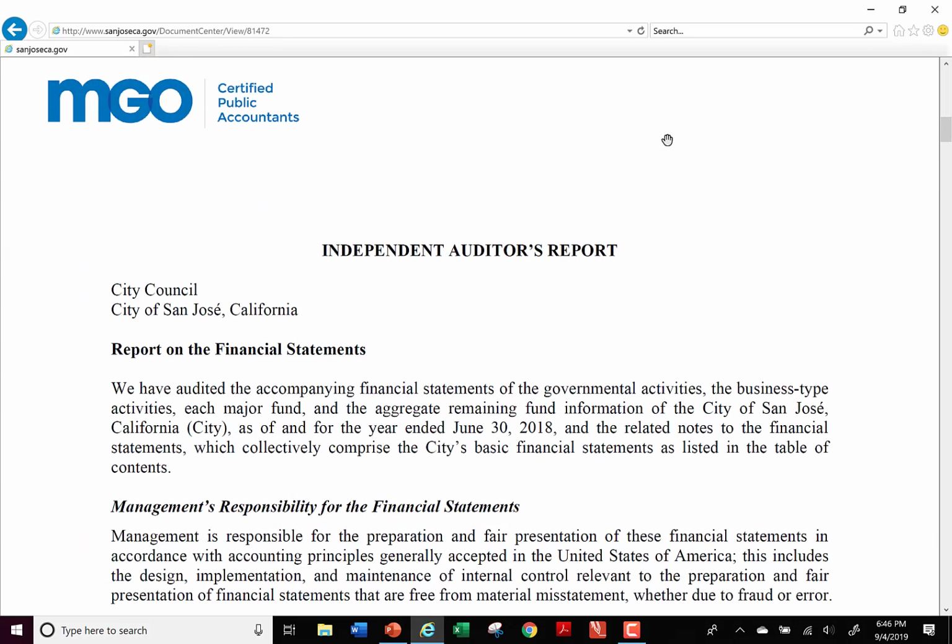Now, MGO is the entity that audits San Jose. They lost the audit for a second, and then another firm took it over, and the other firm dropped the ball. They didn't do a good job on the audit, and then San Jose went back to MGO and said, will you take us back? I'm sorry. You were the right one for me all along. Okay, whatever it was they had to say. And now MGO is back.